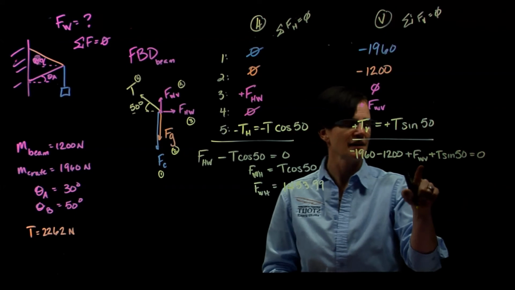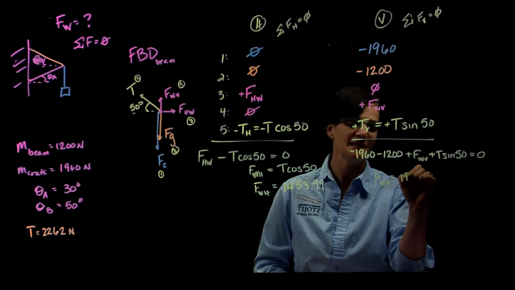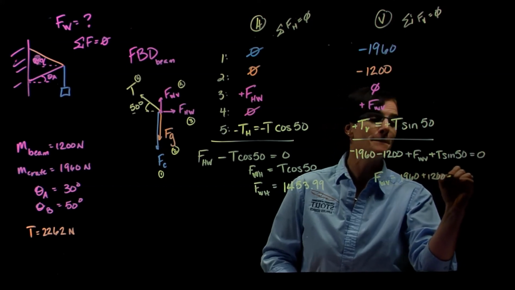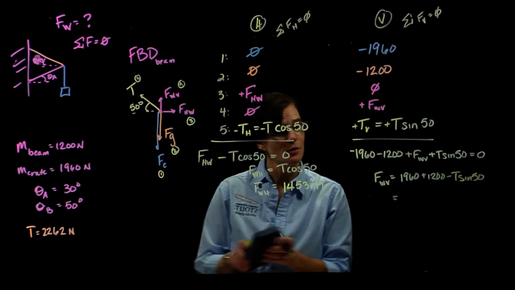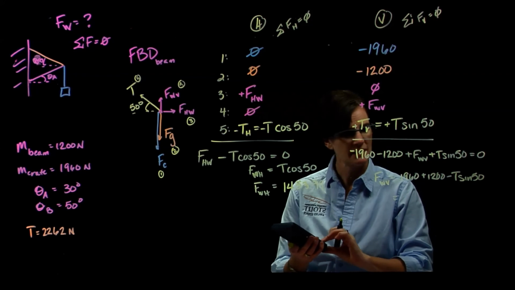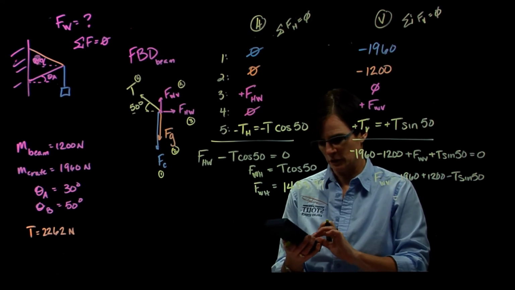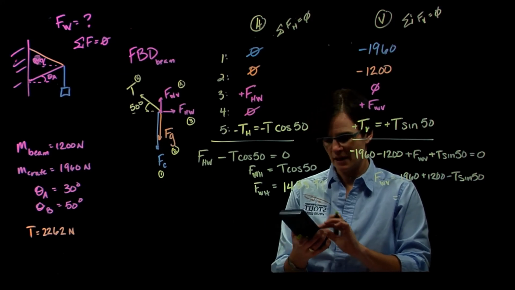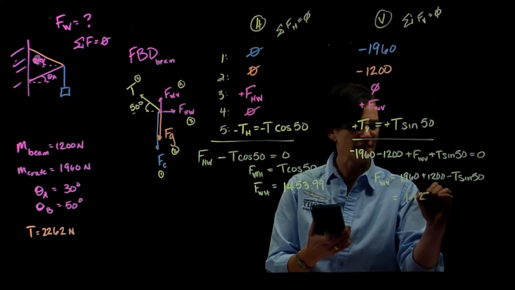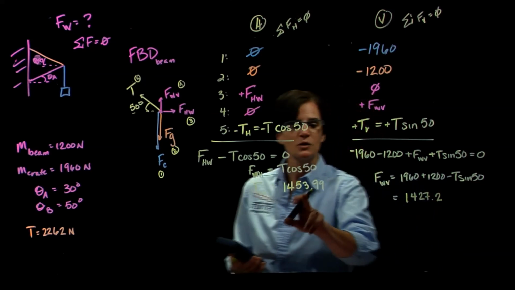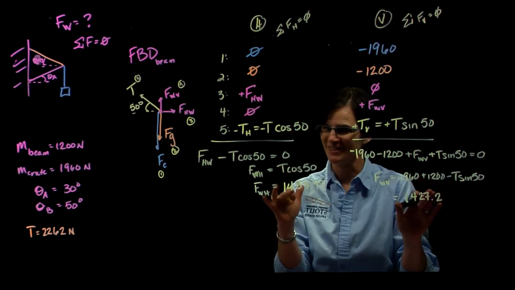And again, algebraically, I'm just going to solve for the force of the wall vertical. So I have 1960 plus 1200 minus the tension times the sine of 50. So my force of the wall vertically: 1960 plus 1200 minus 2262 times the sine of 50 is 1427.2. So here are the two components. I expected the horizontal to be positive. I expected the vertical to be positive, so that's a good thing.